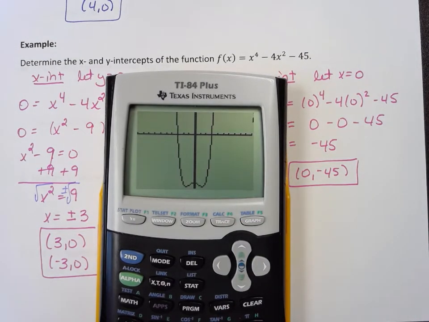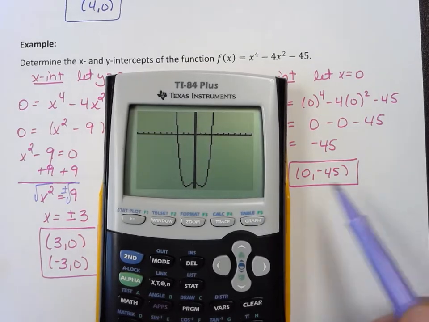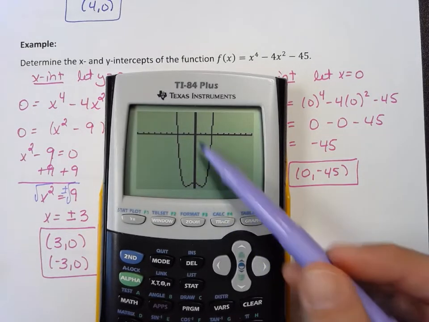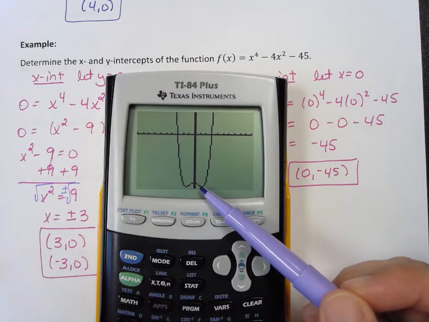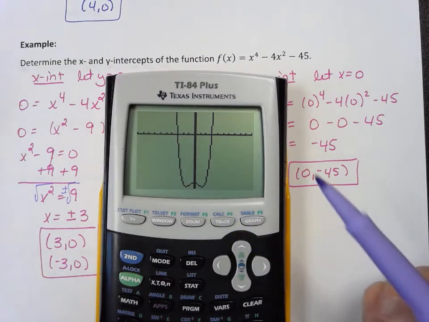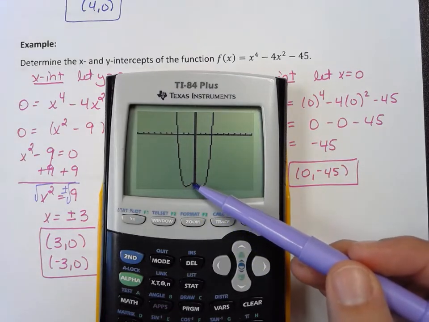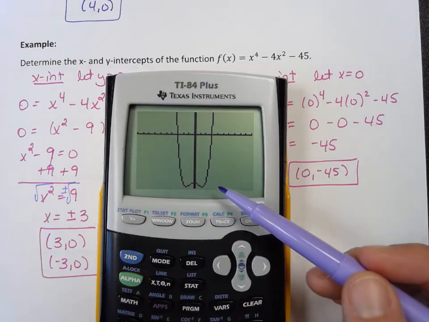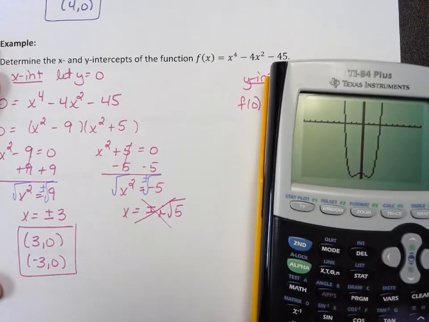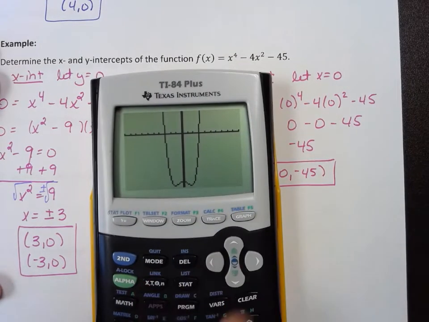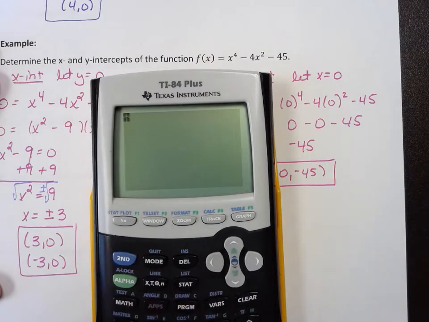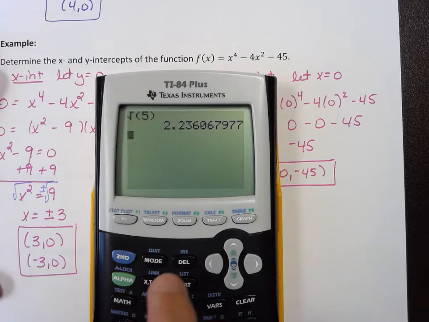Well, you can kind of see what's going on there. You can see that we have x-intercepts at negative 3 and 3. You can't really tell that that's negative 45, but it's way down there. And you know that I made my window negative 50, so you can tell that it's just above the negative 50 mark. And what I want you to notice is right here at this i square root of 5. Let me stop that just a second. Square root of 5. I just wanted to see what that was working out to be.